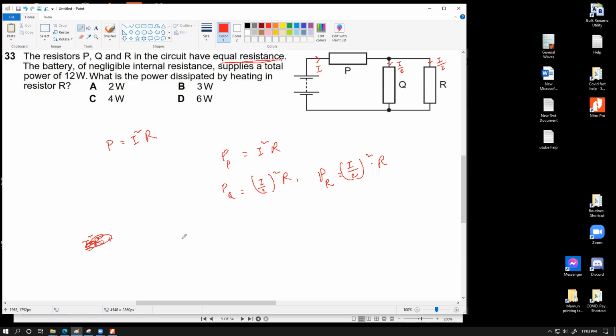If I do the ratio of these three terms, how much am I going to get? I square R is to (I/2) whole square R is to (I/2) whole square R. What you're going to get is I square R into 1/4 is to 1/4 of I square R is to 1/4 of I square R.